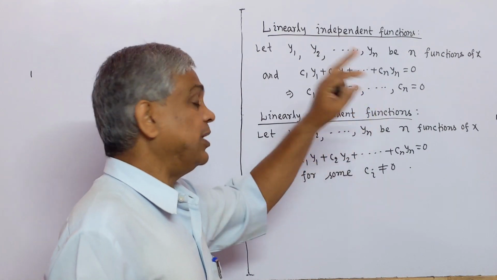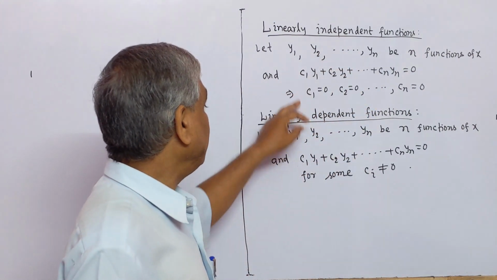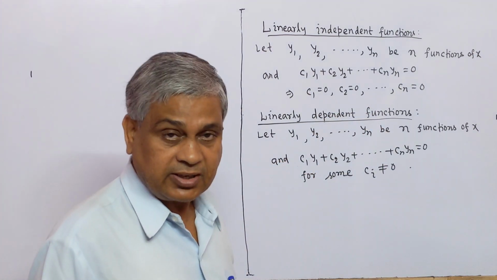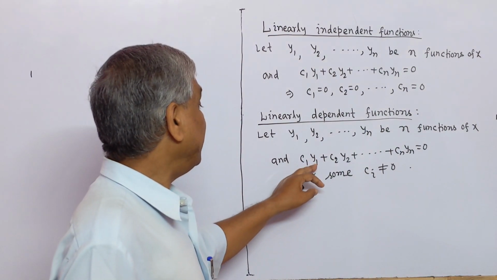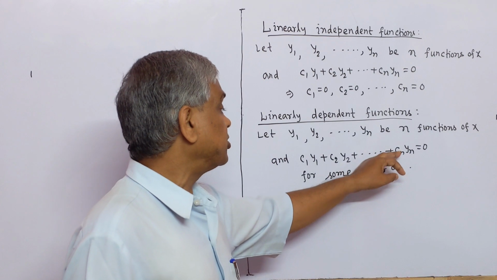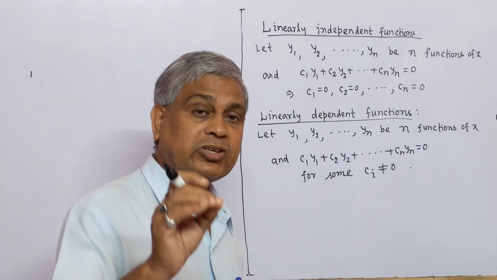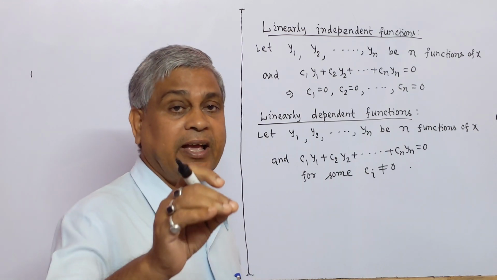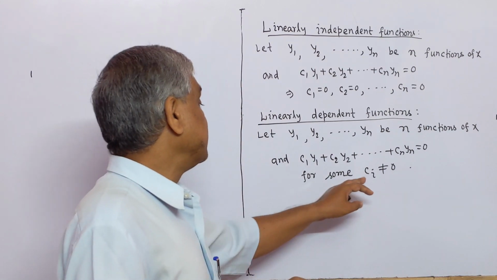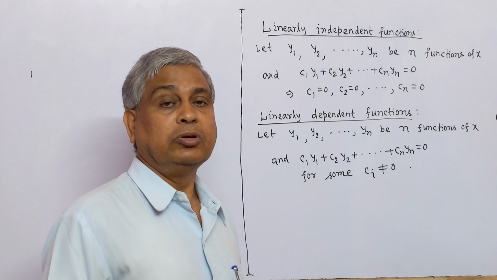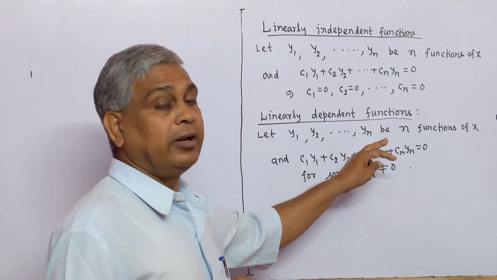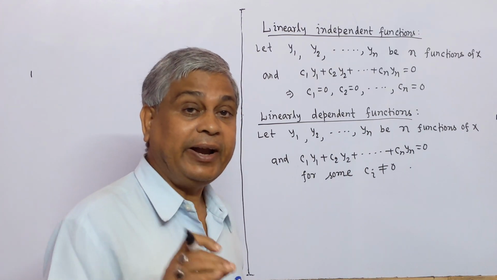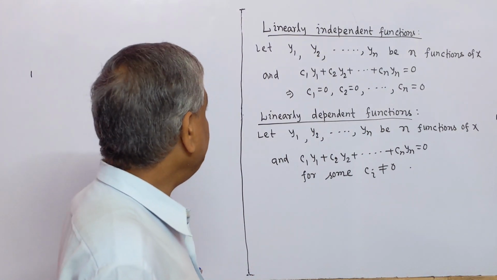Now, linearly dependent functions. Let y1, y2, y3, ..., yn be n functions of x, and c1 y1 plus c2 y2 plus ... plus cn yn equal to 0, where c1, c2, c3, ..., cn are all constants, for some ci not equal to 0. Then y1, y2, ..., yn are said to be linearly dependent functions. By example, we may show this.